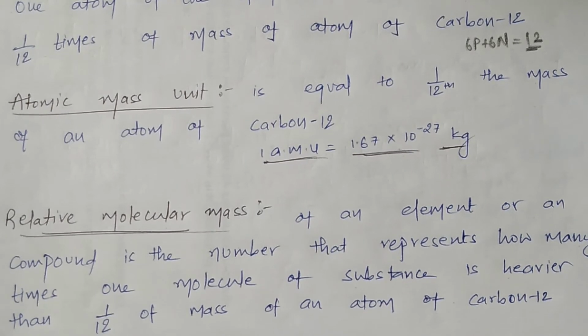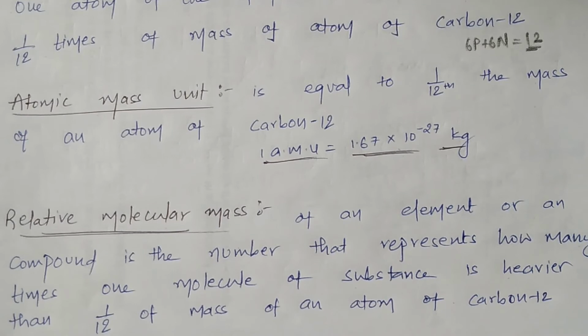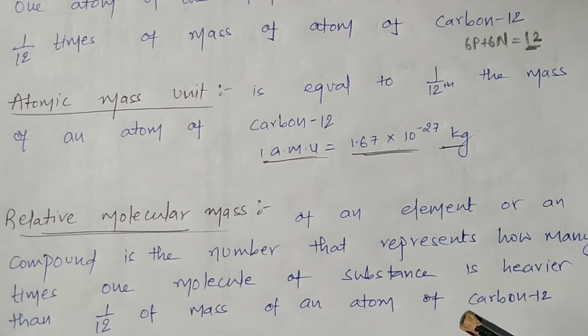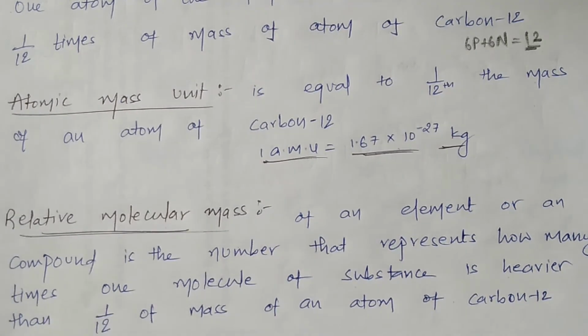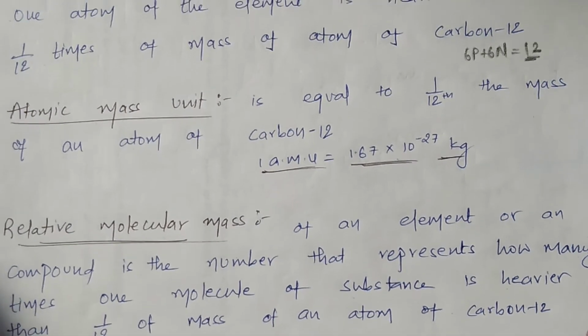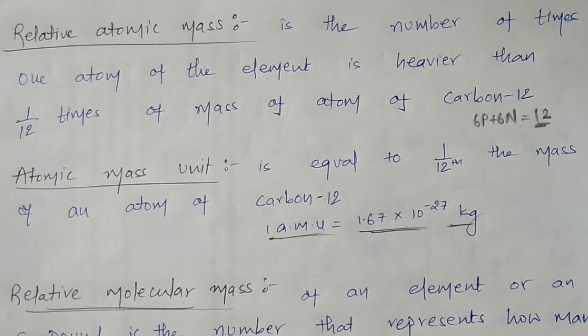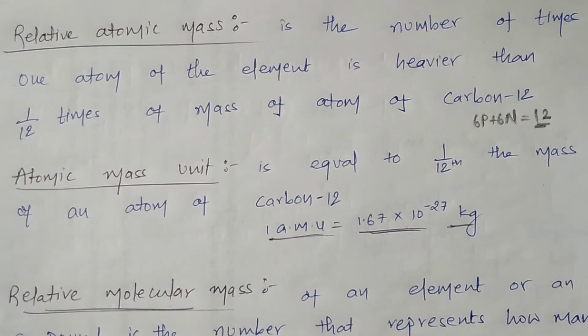Is that easy? So we take a carbon-12 atom and make 12 pieces. Each piece will be equal to 1 proton or 1 neutron. Then it forms 1 AMU. And if another atom is, say, 15 times heavier, then the atomic mass will be 15. So that's why it is called relative atomic mass. It is relative to the atomic mass of carbon. Is that clear?